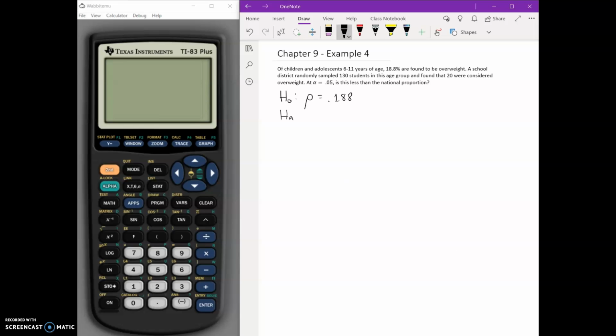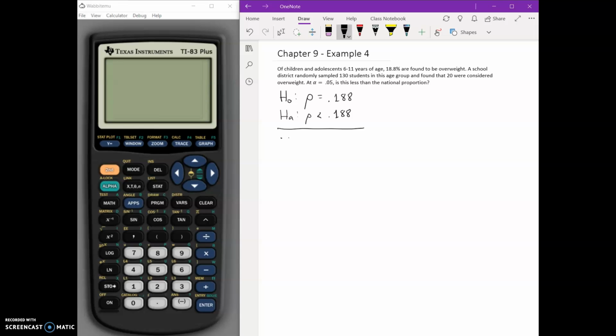Our alternative hypothesis: we're asking the question, is this less than the national proportion? So we're wondering, is P going to be less than 0.188? Remember, you could say the null hypothesis is greater than or equal to, but we can just always use equals. Okay, so now that we have that, we're going to list off the things that we'll need to figure out to determine what test we're going to use.